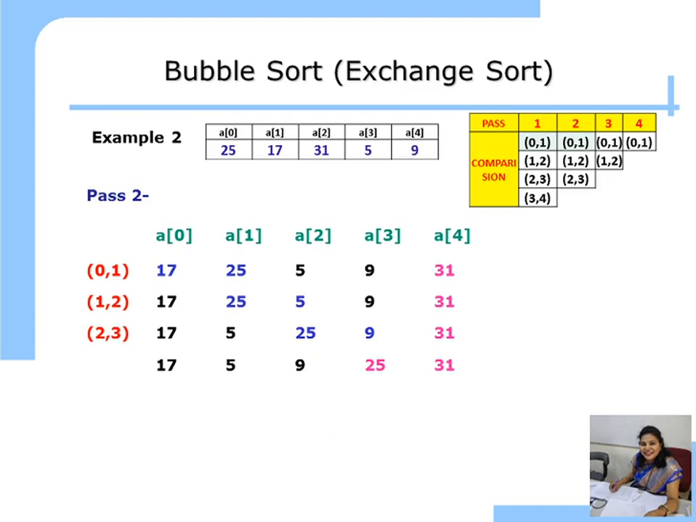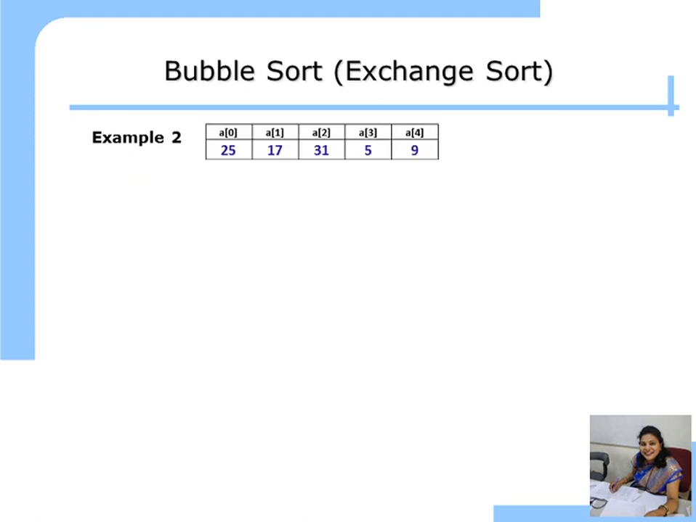Since this is the end of pass 2, how do you know that this is the correct pass? If the second largest element, which is 25, comes at the second last position, that is A of 3. So it is correct. Now we have the sorted list 25, 31 and the unsorted list is 17, 5 and 9.